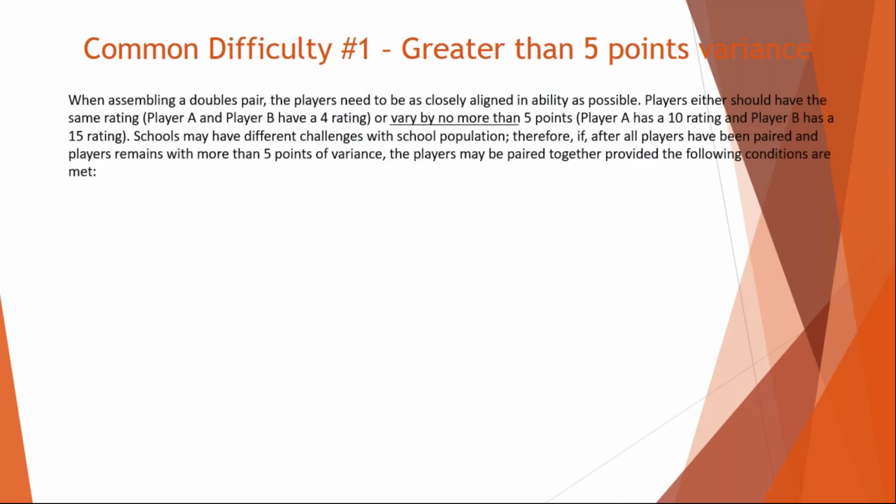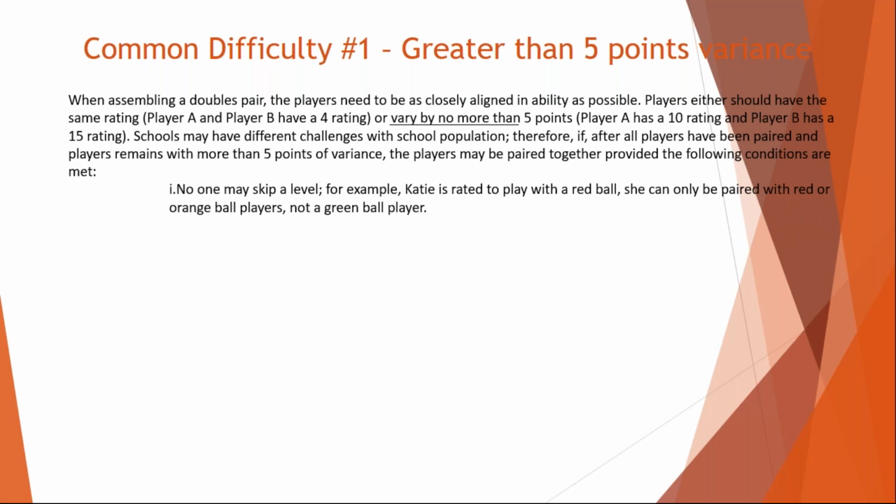So this is just copied and pasted right from the coach's resource guide, that we want pairs to be closely aligned, having the same rating if possible, but no more than 5 points. If they do vary by more than 5 points, which we know happens all the time, especially with smaller schools or smaller squads.